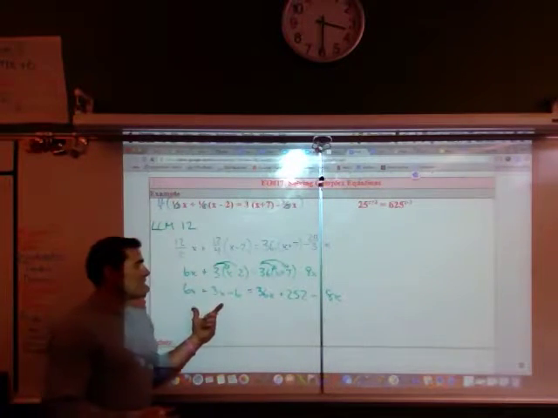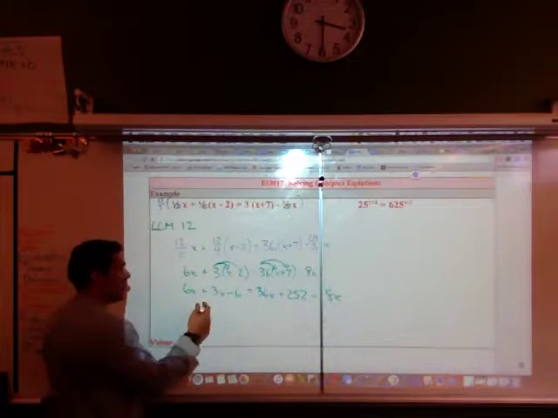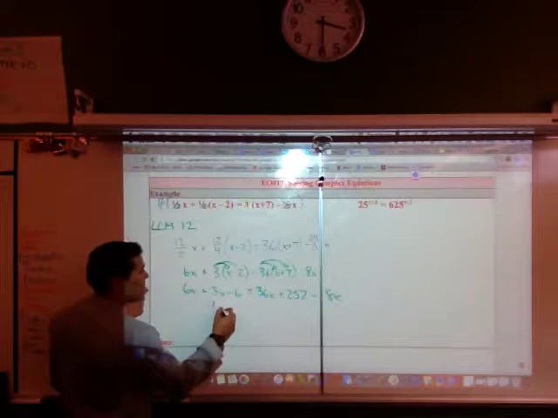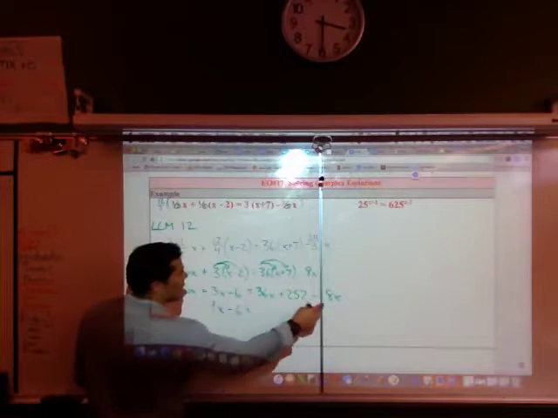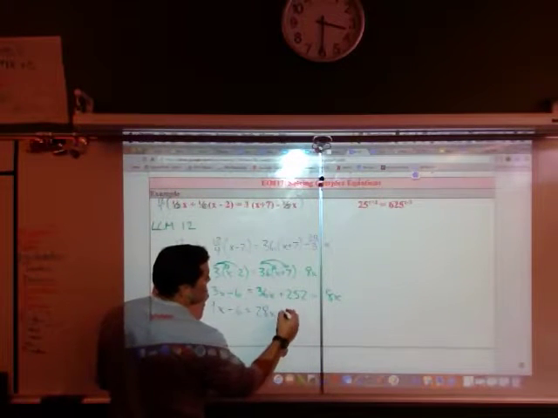Now I'm looking at both sides. I see x's on both sides. I'm going to try to combine those and then get them all to one side. So let's first see what I got over here. This one ends up with 9x's. This one ends up with 28x's.